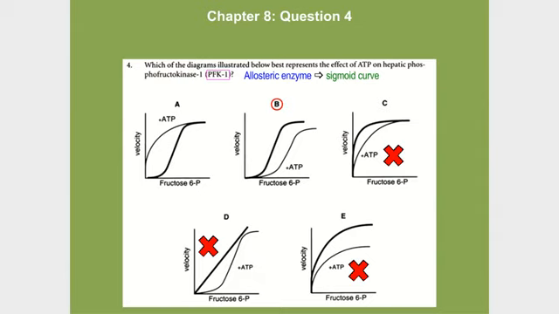Whereas on option A, the curve shifts to the left in the presence of ATP. And that would be if there's an activator of an enzyme, and ATP is an inhibitor, not an activator.